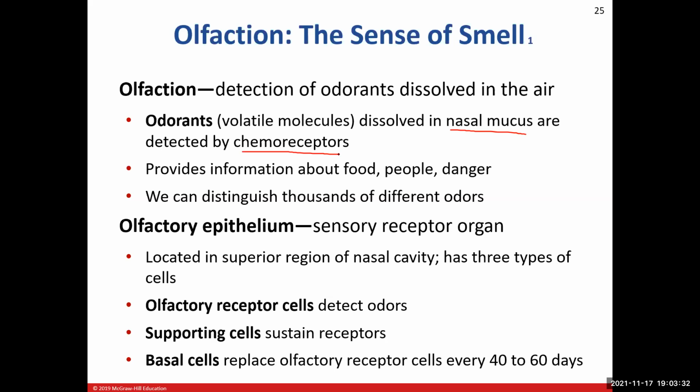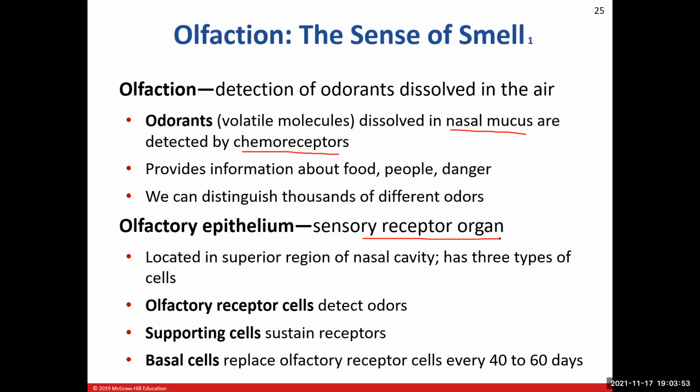So first we have to talk about the olfactory epithelium. And this is referred to as our sensory receptor organ. The olfactory epithelium is located at the top portion of your nasal cavity. And we're going to see three different types of cell types in our olfactory epithelium.